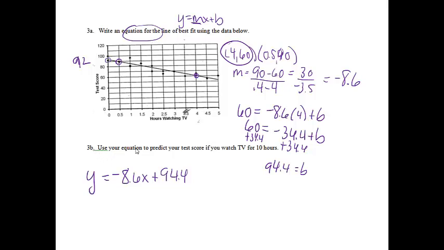Okay, 3b says to use your equation to predict your test score if you watch TV for 10 hours. So you'll notice that hours is on the x-axis, so we're going to put the 10 in for the x. So we're going to have negative 8.6 times 10 plus 94.4. And if we do that, we will get 8.4. So my test score is going to be an 8.4, which is an extremely low test score, which means don't watch 10 hours of TV instead of studying for your test.